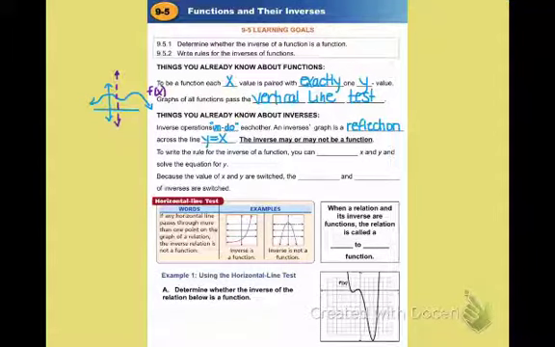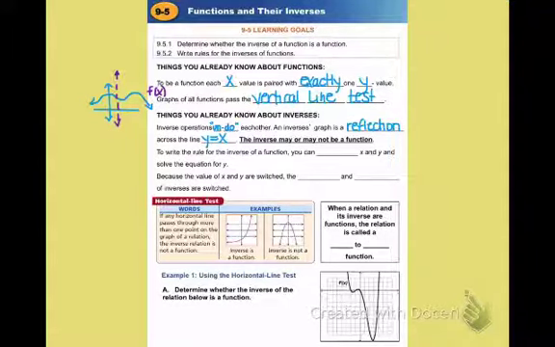Now notice I was careful to say whether they were inverses. I didn't say inverse functions, I just said inverses, and instead of saying functions, I said relations. And that's because an inverse of a function may not actually be a function. Or something that's not a function, when we look at its inverse, could be a function.